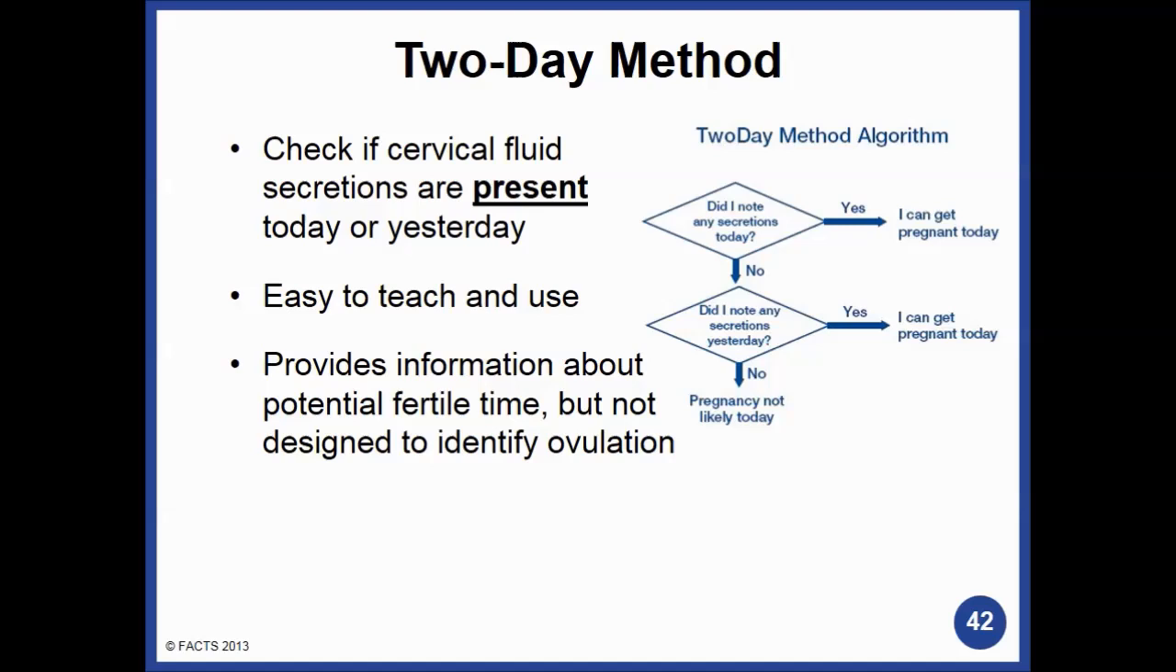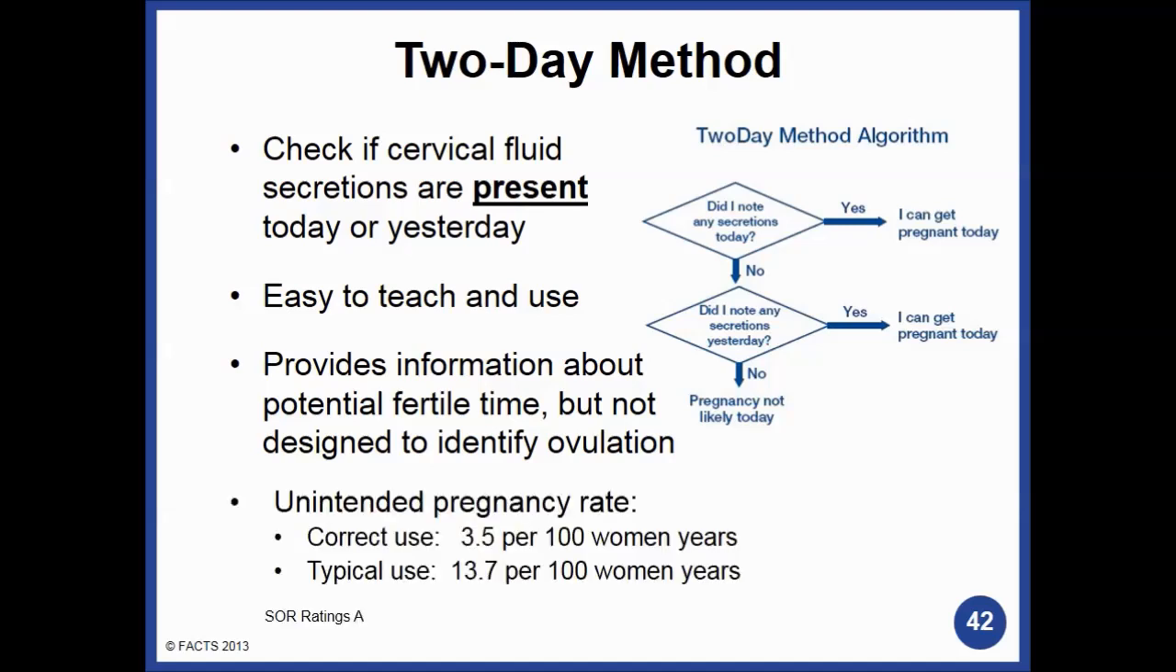It doesn't specifically identify a fertile window, so it's less informative than Billings and Creighton model, but it's still an accurate way to identify potential days of fertility and to be used for family planning, particularly pregnancy avoidance. With correct use, there's 3.5 pregnancies per 100 women years, and with typical use, about 14 per 100 women years.